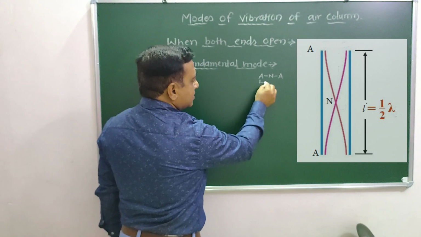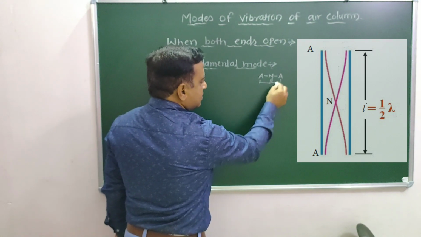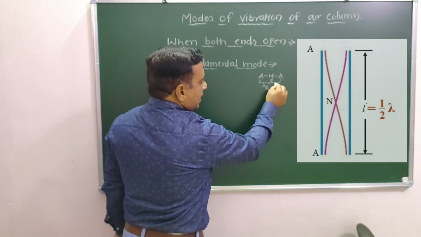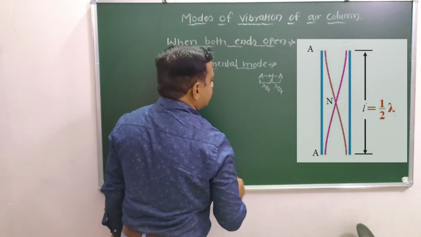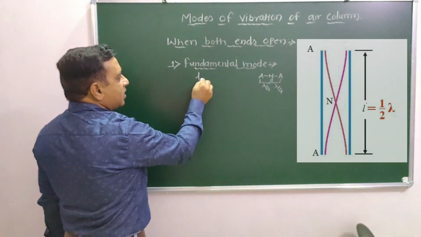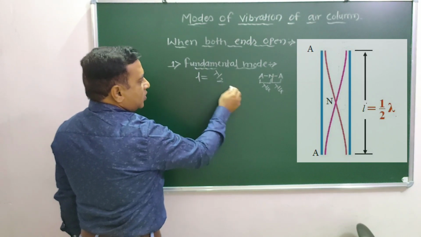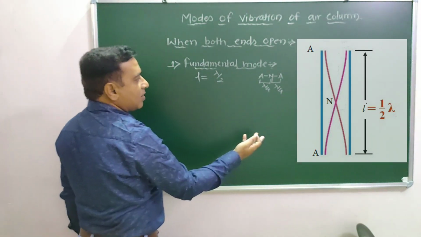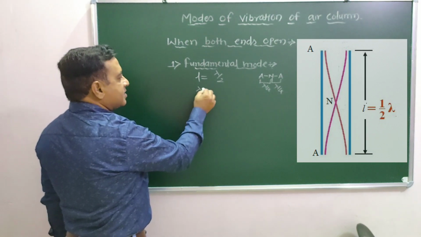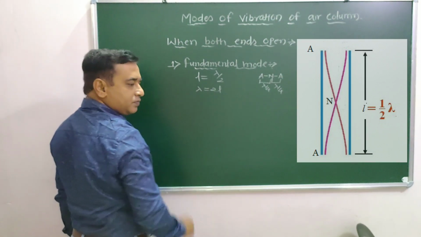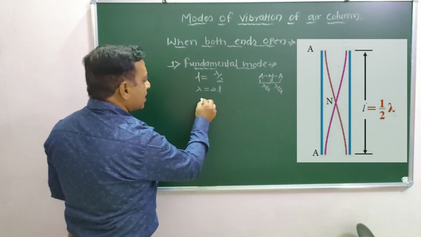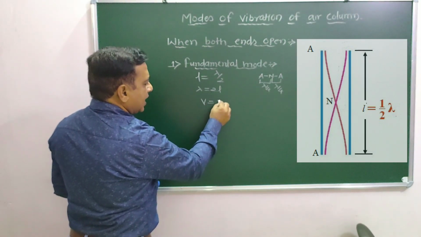Only one node, two antinodes. So what about the distance between these two? Here it is lambda by 4 and here it is lambda by 4. So the length corresponding to that is equal to lambda by 2, because lambda by 4 plus lambda by 4 is lambda by 2. So lambda is equal to 2L. We know the basic equation, that is V is equal to N lambda.